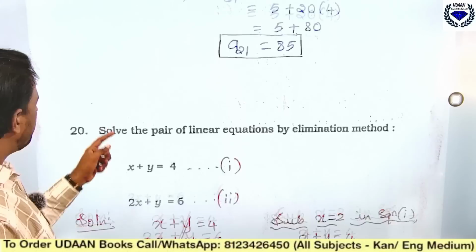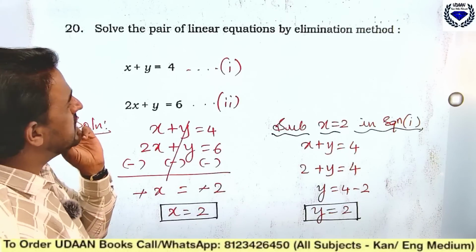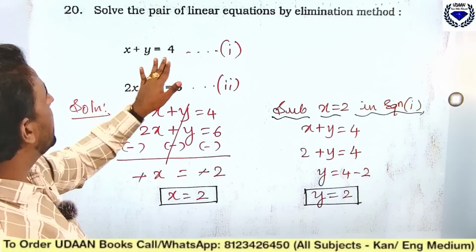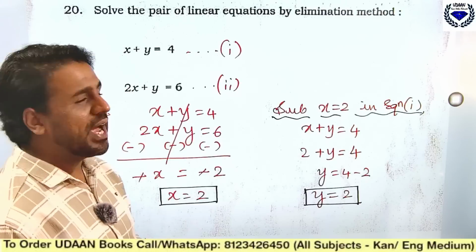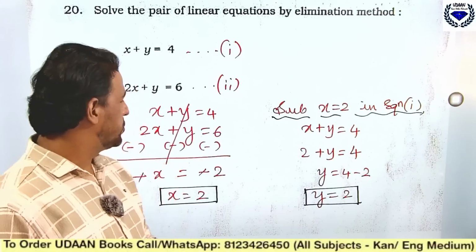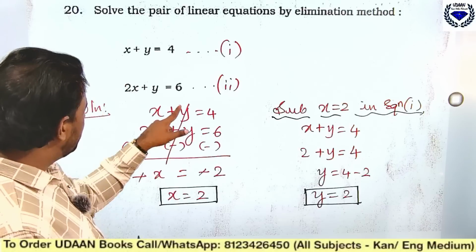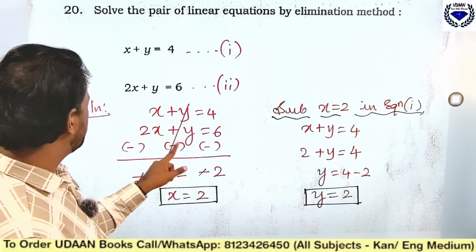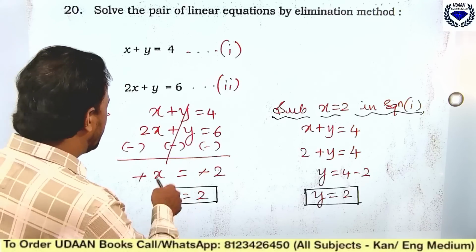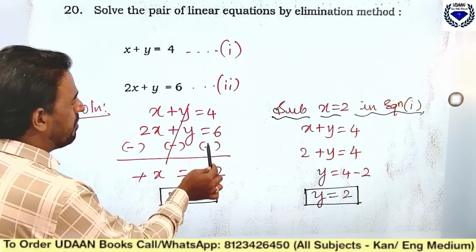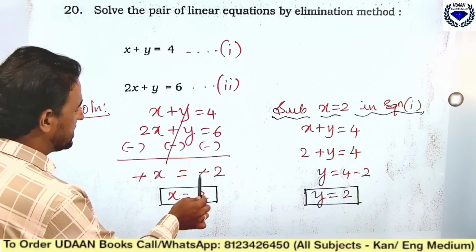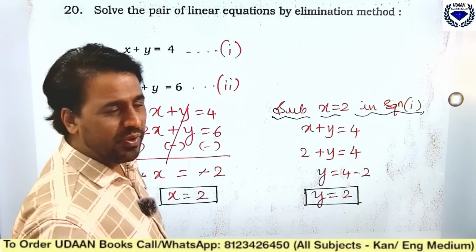85. Solve the pair of linear equations by elimination method. How will you write? x plus y equal to 4, it is equation 1. Then 2x plus y equal to 6, it is equation 2. Now what will you write? See, this y and y are having the same thing, just subtract. Minus y minus y, this will get cancelled. x minus 2x is minus x. 4 minus 6 is minus 2. Minus minus get cancelled. x is equal to 2 you will get.